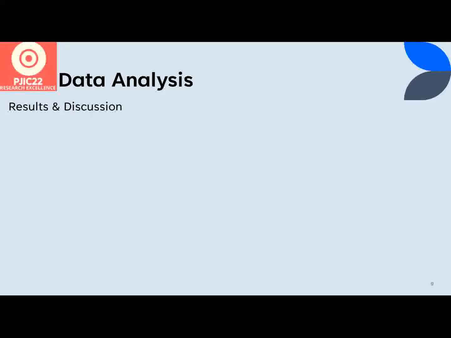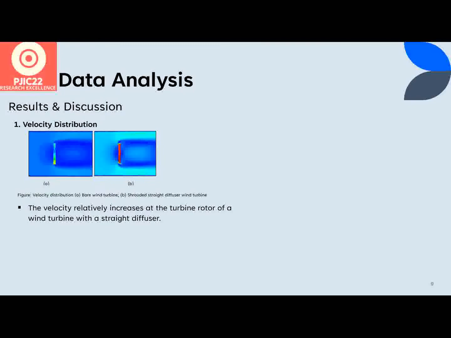For the result and discussion, we go through velocity distribution first. The finding demonstrates that the velocity relatively increases at the turbine rotor of a wind turbine with a straight diffuser. Due to the inlet shrouded convergence profile, there is an augmentation in rotor velocity. A notable increase in wake formation behind the diffuser has been noticed, creating a low pressure area behind the turbine. The velocity at the top of the turbine is increased because the low pressure area brings more air to strike the rotor, as illustrated in the figure.